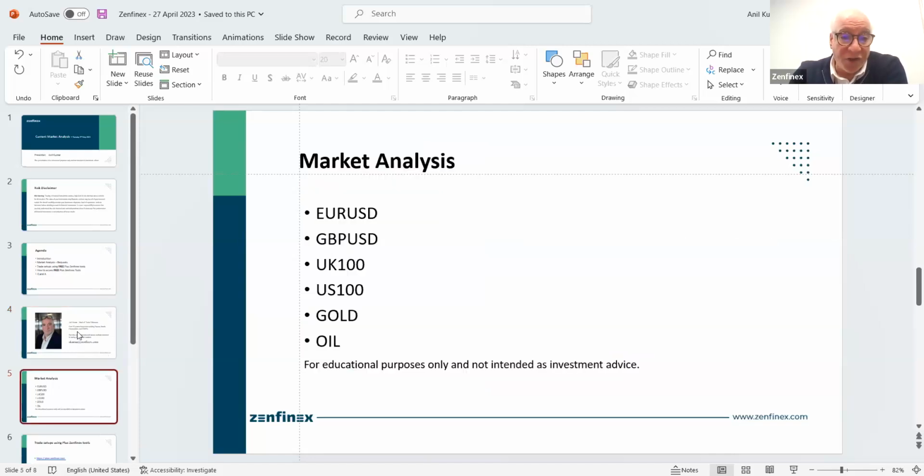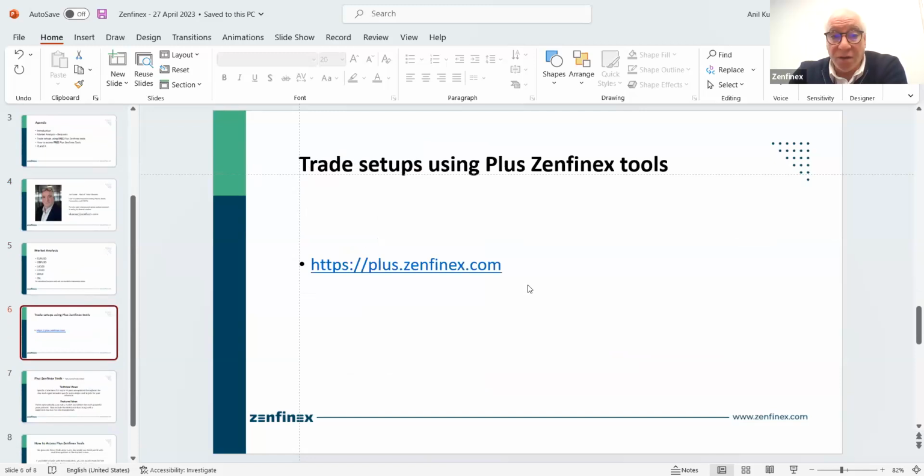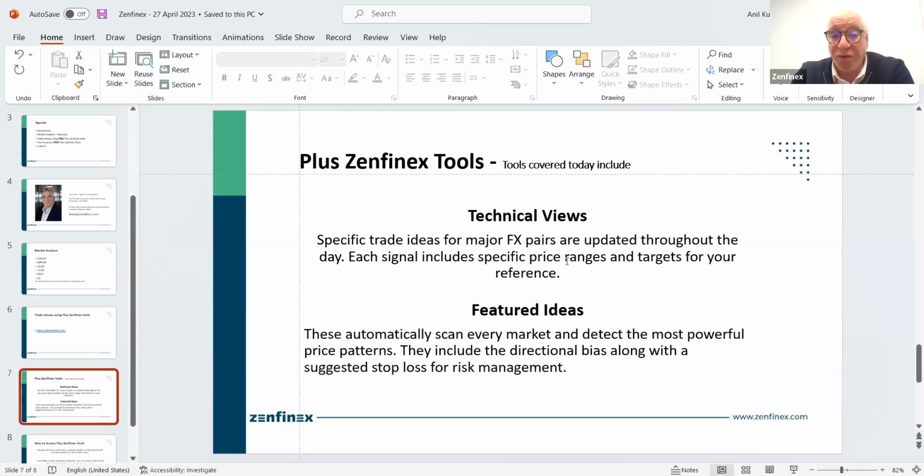So we've looked at the British pound, we looked at the UK 100, we looked at gold. I want to just run through some tools that we have and see how they may also help you in your trading journey. And again, if I haven't reiterated it once, I'll do it again. These tools are free. So, register, have a look at the tools, and I'm going to just run through these tools right now. We're mainly going to focus on the technical views and featured ideas section of the Zenfinex tools. So let me just show you what they look like.